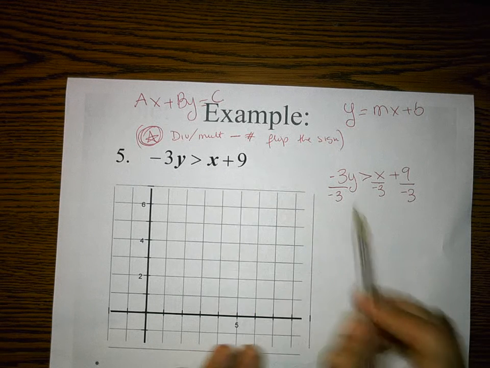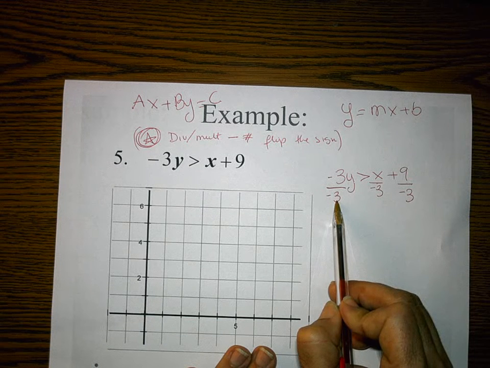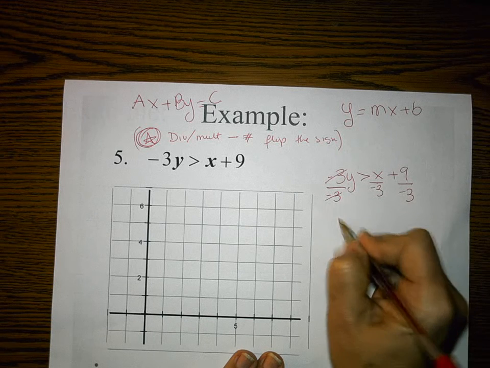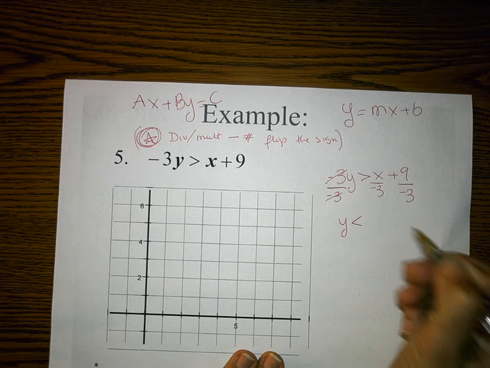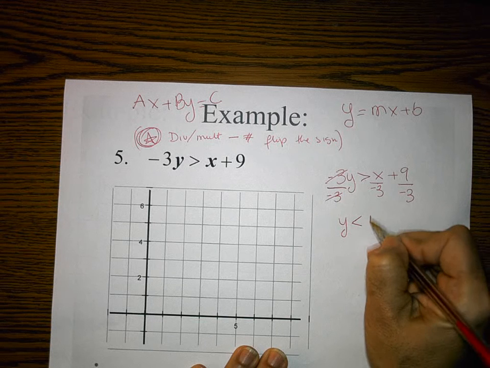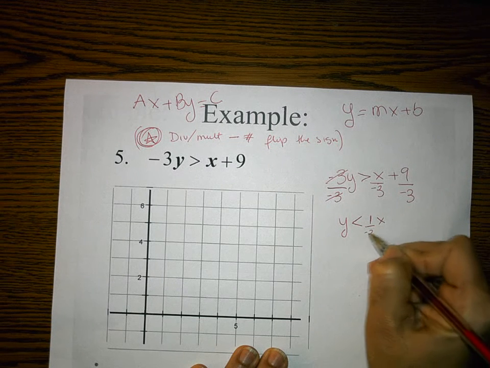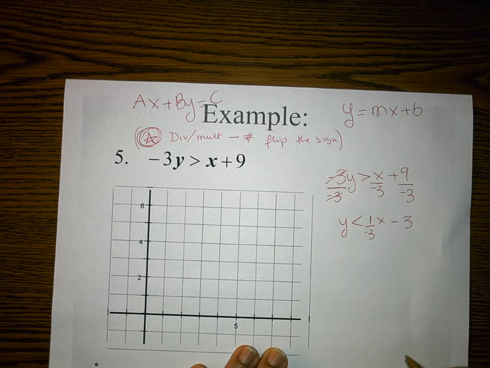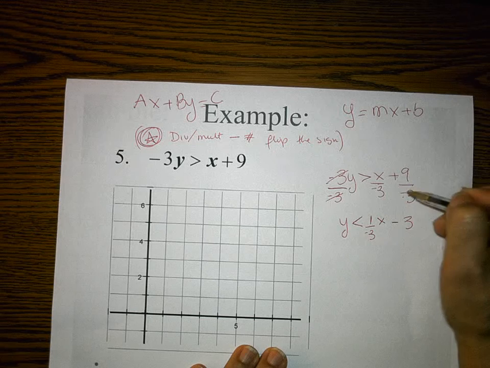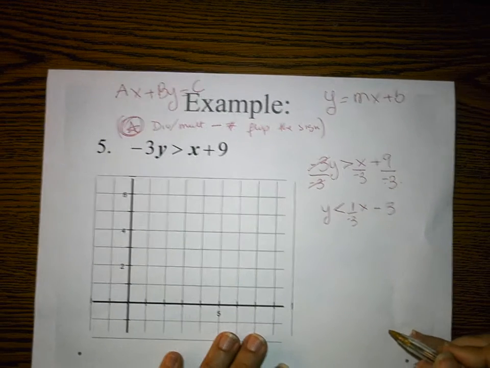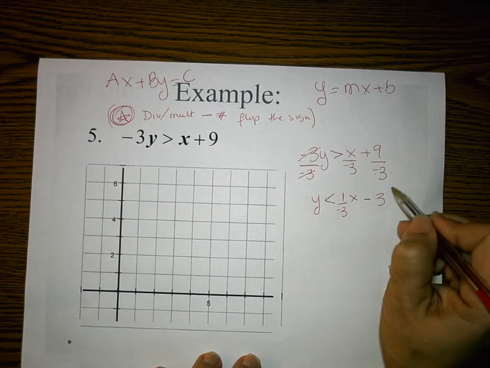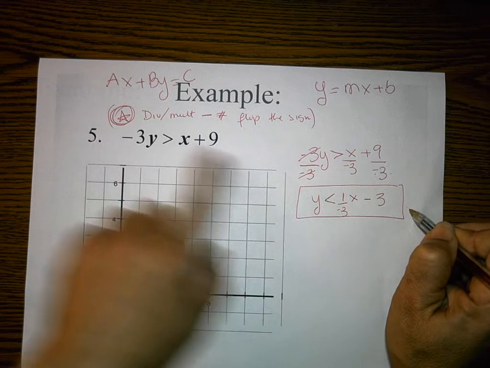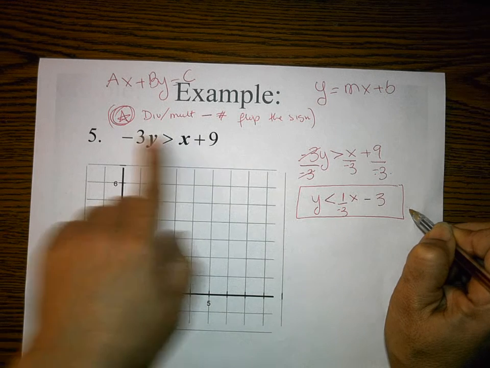So I am dividing by a negative 3 here, so I better change the sign. Negative 3 divided by negative 3 is 1y, but I need to change the sign now. It's going to be less than. And I have 1x divided by a negative 3. And a positive 9 divided by a negative 3 is negative 3. So now I have things in the right form, and I am going to use this brand new equation. I'm no longer referring to the other one. I changed it to this.